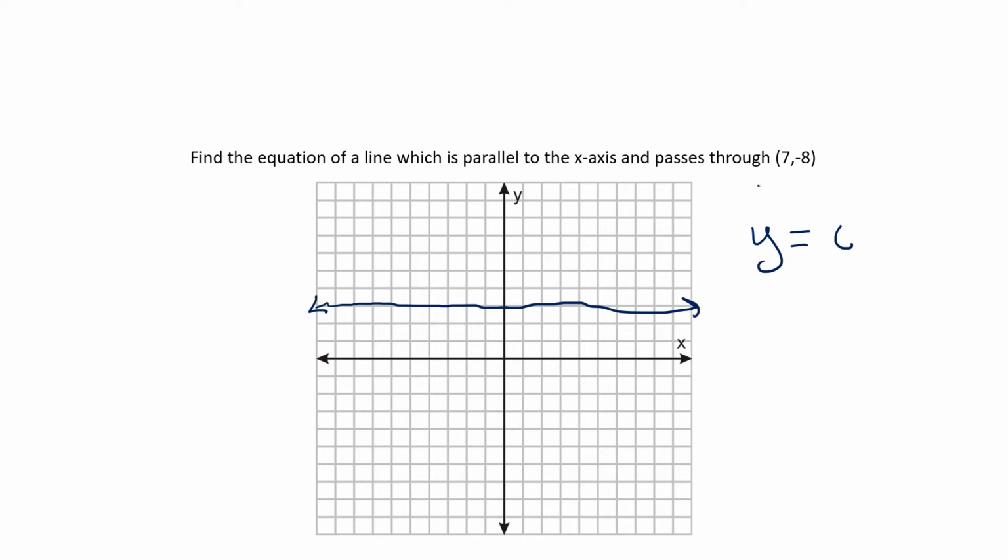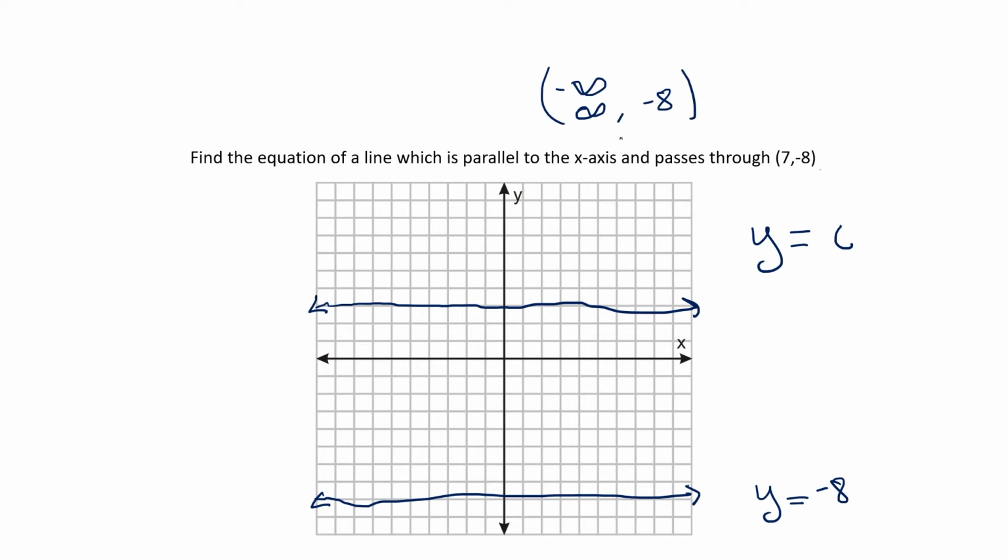So this one is saying that it is parallel to the x-axis, and it passes through 7, negative 8. So if that y value is negative 8, and we have to have a y equals something equation, then our equation is probably negative 8, I don't know. I can't count very well on the screen. Our equation is going to be y equals negative 8. And every single x value, from negative infinity to infinity, at negative 8 is on that line.